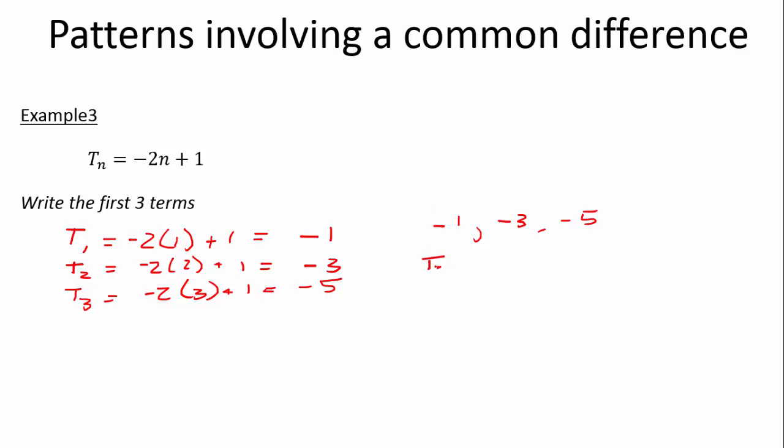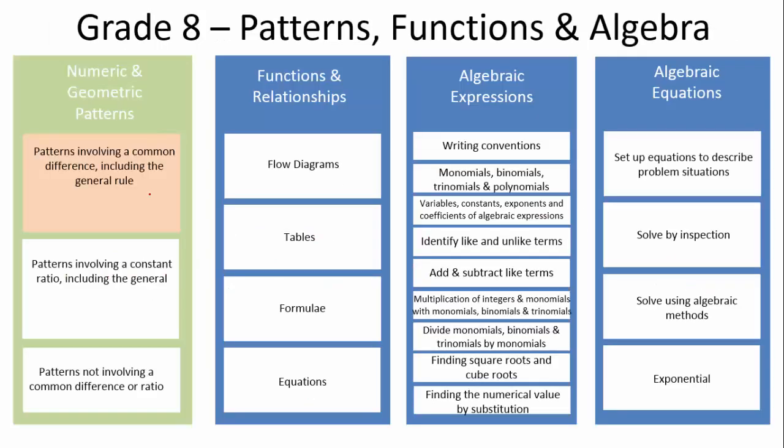What is our difference? T2 minus T1. That is equal to negative 3 minus negative 1, which becomes a plus. Negative 3 plus 1 is equal to negative 2. Our difference is negative 2. And where's negative 2? There is negative 2. Well done, grade 8. That's patterns involving a common difference, including the general rule. And this is the formula you need to remember for patterns involving a common difference. Well done, grade 8.